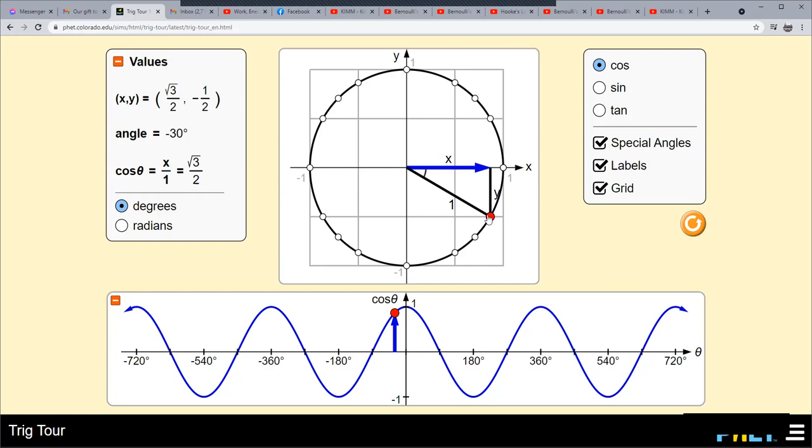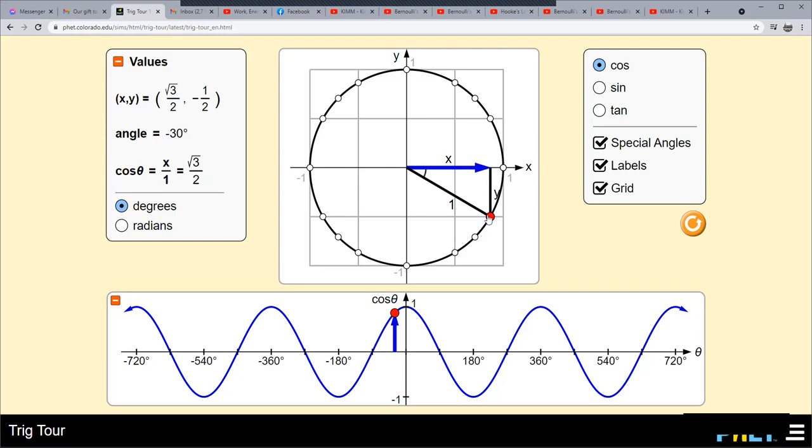Again, this is in the fourth quadrant: positive value for x, negative value for y. And our angle here is negative 30 degrees. So the cosine of the angle is simply equal to square root of 3 over 2.